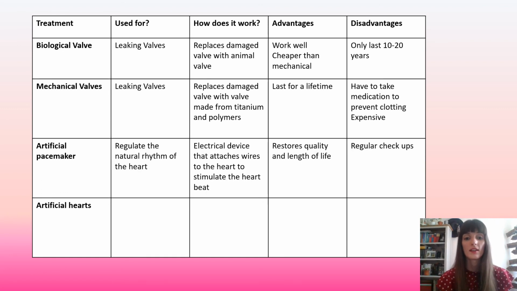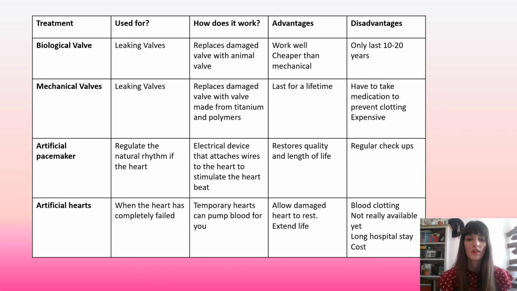An artificial pacemaker is used to regulate the natural rhythm of the heart, and it's an electric device that attaches wires to the heart to stimulate the heartbeat. It restores quality and length of life, but it does require regular checkups. An artificial heart is for when the heart's completely failed. It's a temporary heart which can pump blood for you, and it allows the damaged heart to rest and helps to extend life until hopefully a transplant would be available. The disadvantages is it can cause blood clotting, it's not really that available, and it does mean a really long hospital stay, and of course it's extremely expensive.